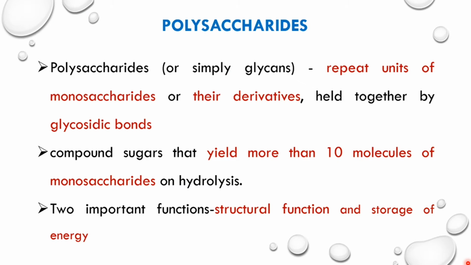So, first we have to discuss what polysaccharides are. Polysaccharides, which are also called glycans, are repeating units of monosaccharides or their derivatives held together by glycosidic bonds. These are compound sugars that yield more than 10 molecules of monosaccharides upon hydrolysis. There are two important functions for polysaccharides. First, they give structure to the organism, either plant or animal, and second, they are used as a storage form of energy.